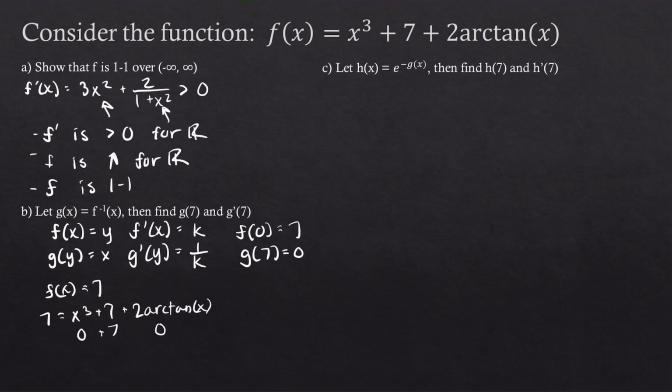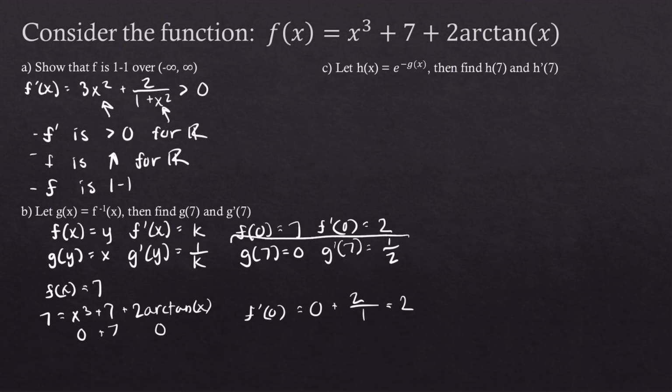Let's go ahead and plug in 0 into the derivative. So f prime of 0 would get us 0 plus 2 over 1, which is 2. So we know that f prime of 0 is equal to 2. And lastly, to get that g prime of 7, we just need to invert this number up here, and it'll be 1/2. So here are 2 answers.